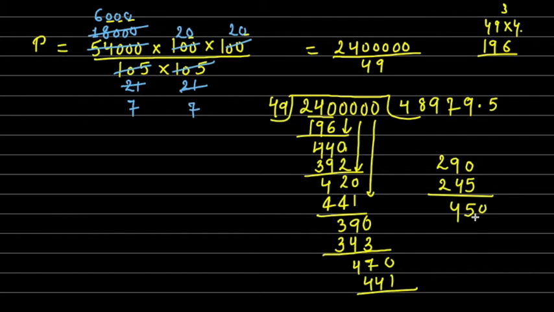Now we can again add a 0. We will do it till 2 places of decimal. So this we have already done. 441, 9. So the remainder is 9. So we will leave it here till 2 decimal places.